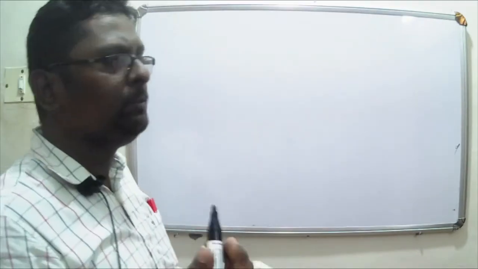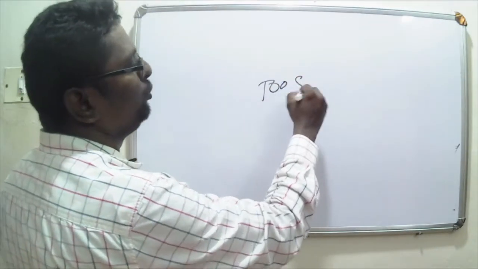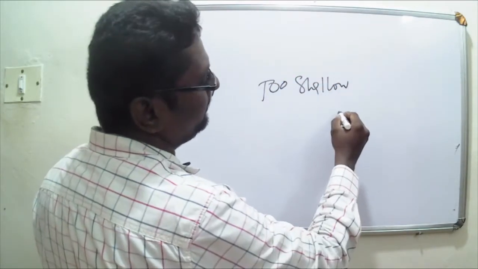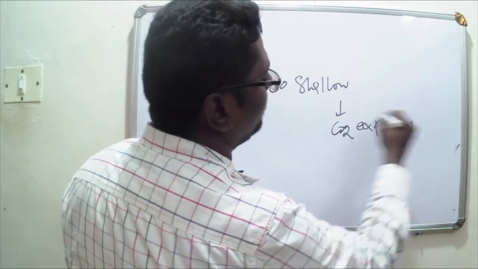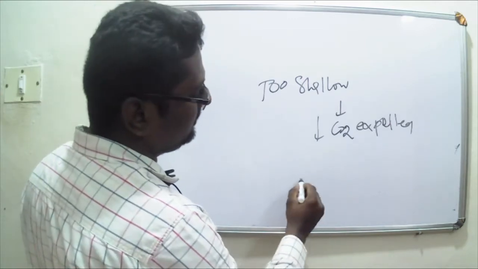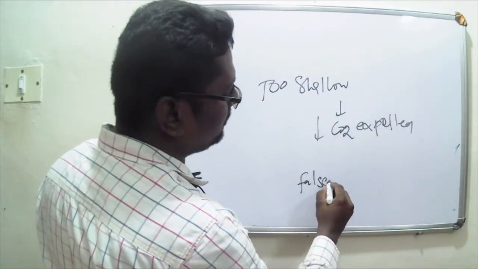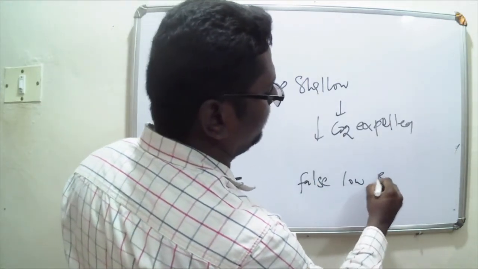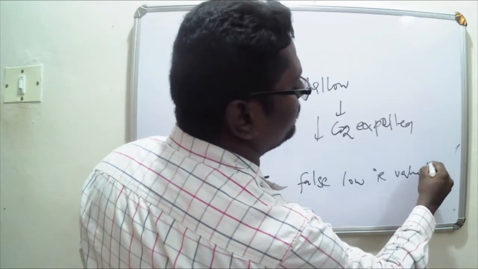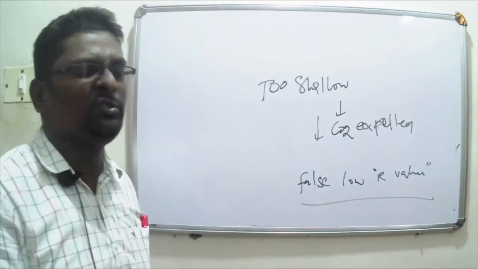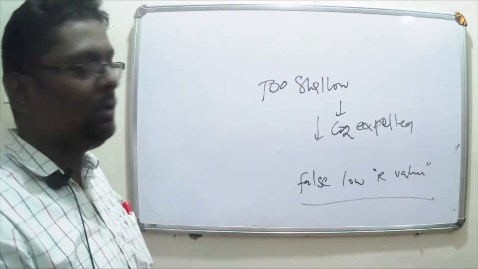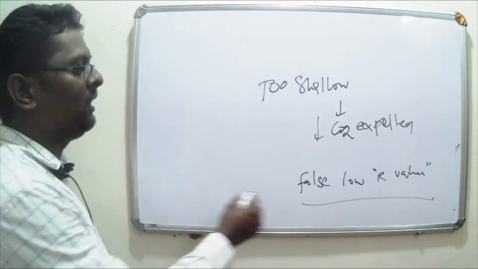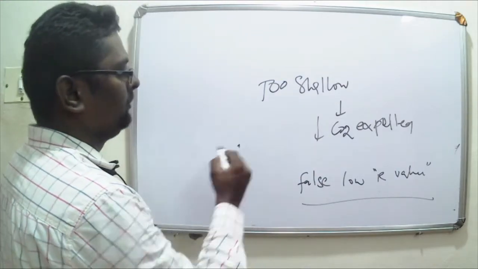If the person breathes too shallow, then what happens? The amount of CO2 expelled would be less. As a result, we will get a false low R value. So the breathing has to be normal. It should not be overbreathing, or too shallow, for the R value to be correct.